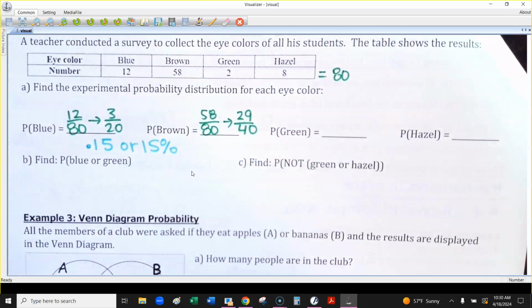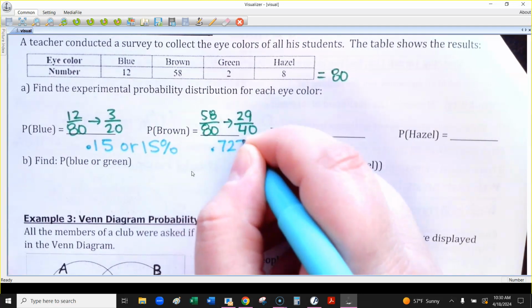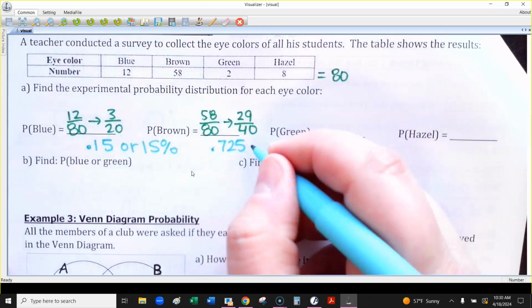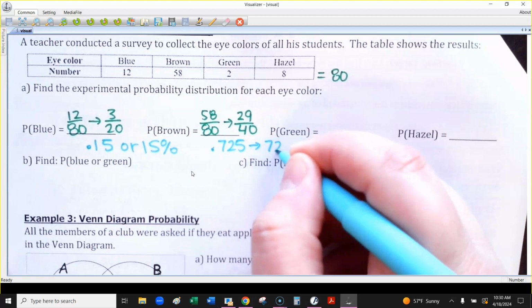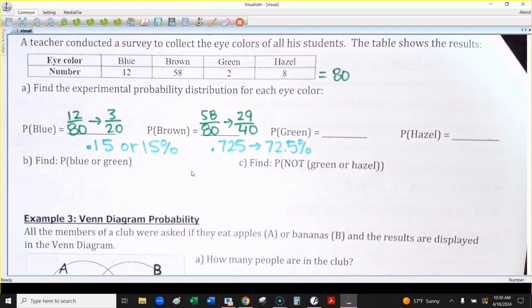Now, as a decimal, I'm going to go 3 decimal places. This is 0.725 if you want to write the decimal. If you like the percent better, we would just scooch that decimal over 2 spots. So it'd be 72.5%. So most of the people, and that's true just in general, it's more common to have brown eyes. So way, way, way more people have brown eyes.